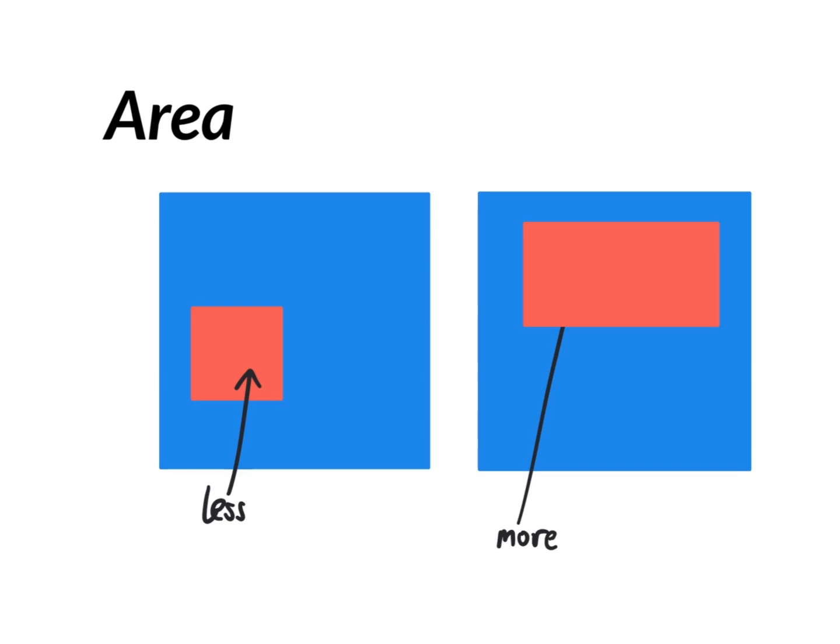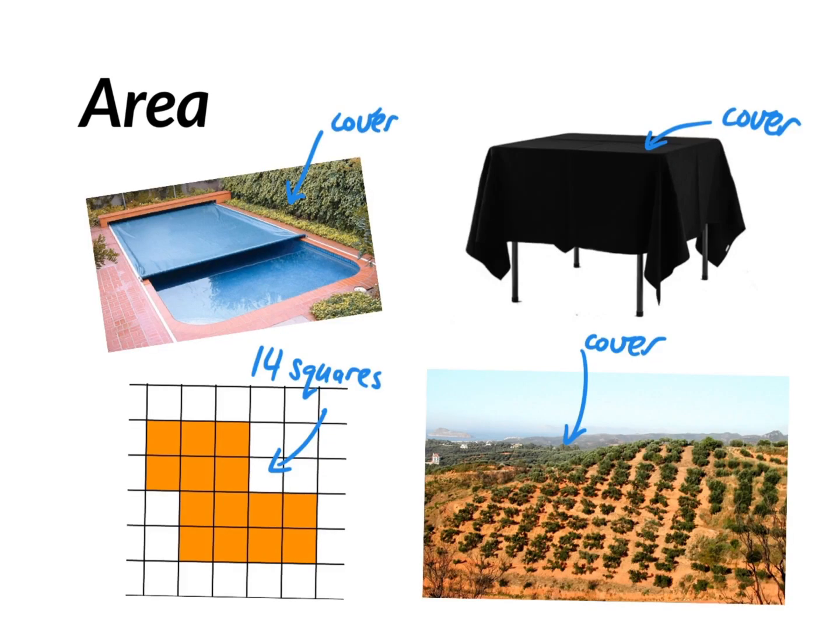What I notice when comparing the square to the rectangle is that the square is just smaller. It takes up less surface area because it's smaller. It covers less surface. I like to relate mathematics to the real world. When I think of area, I think of covering.